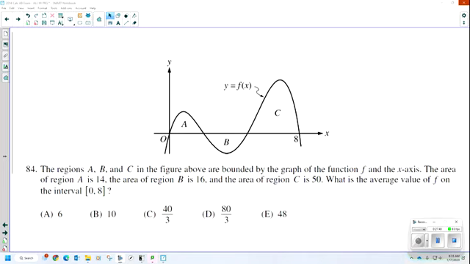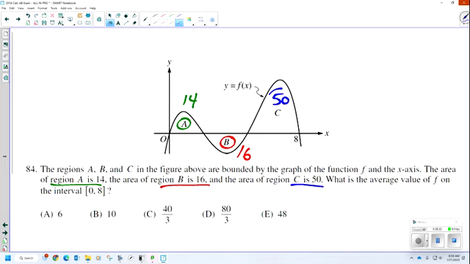Number 84, the final question we are going over today. The regions A, B, and C in the figure above are bounded by the graph of the function f and the x-axis. The area of region A is 14. Okay, so let's write this down. Region A is 14, so I'm going to put 14 right here. And the area of region B is 16, so I'm going to put 16 here for region B. And the area of region C is 50, so I'm going to put a 50 right here. All right? What is the average value of f on the interval from 0 to 8?